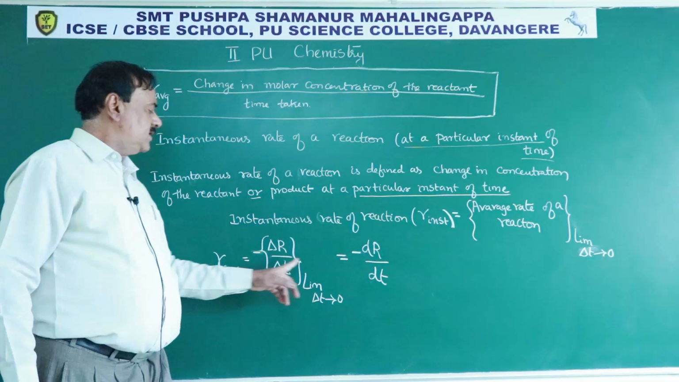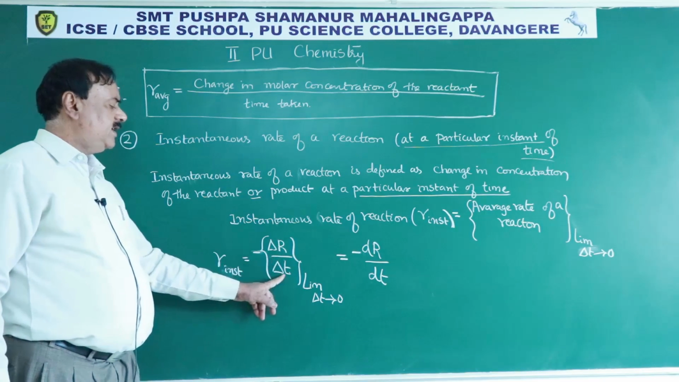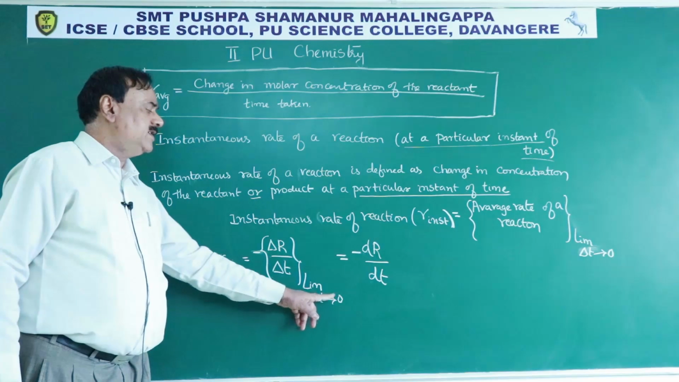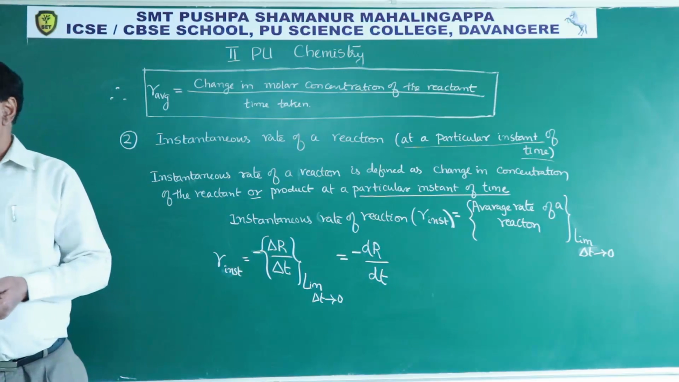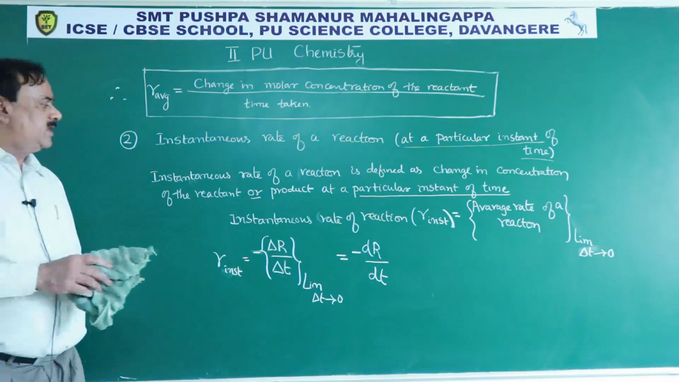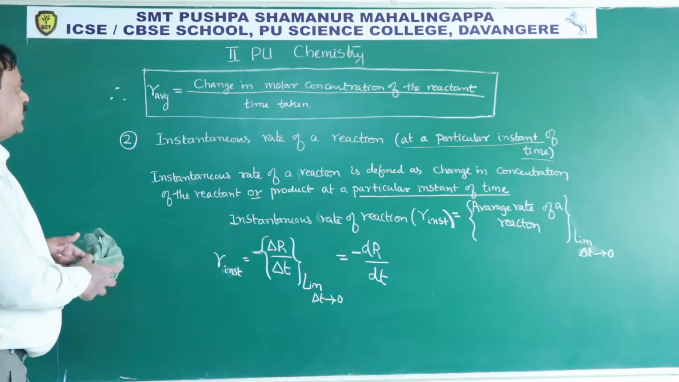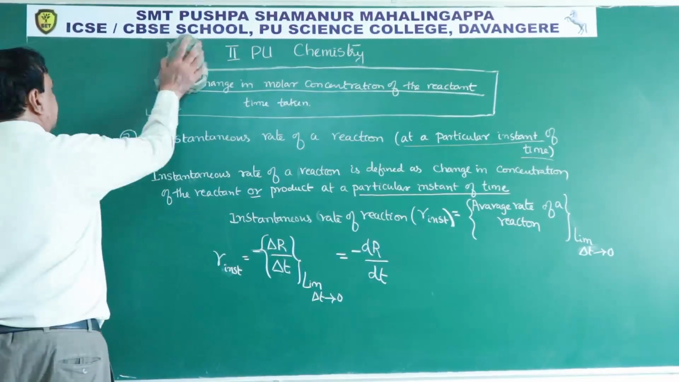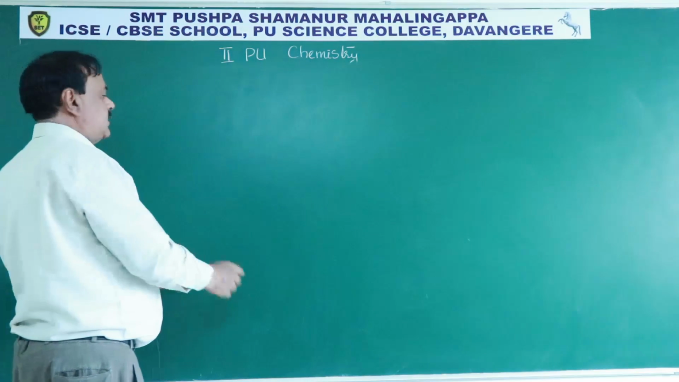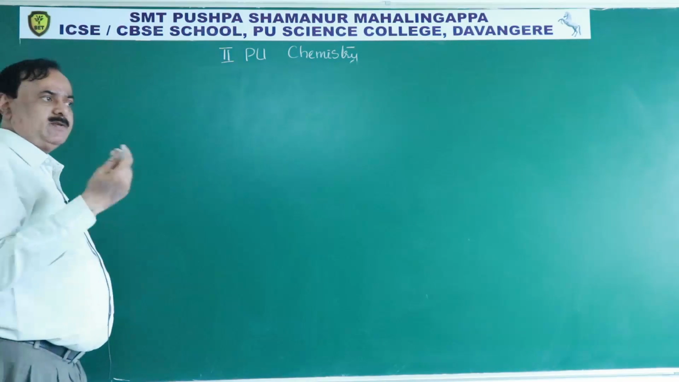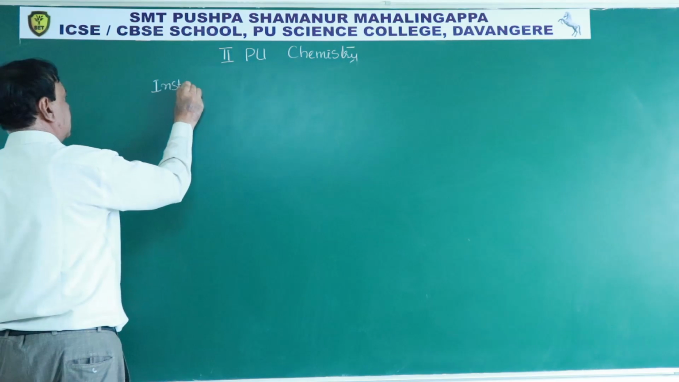Whenever minus delta R divided by delta t, when the limit delta t tends to 0, that is equal to minus dR divided by dt. That is with respect to the reactant side. With respect to the product side, R instantaneous is given as the instantaneous rate of a chemical reaction with respect to the product.